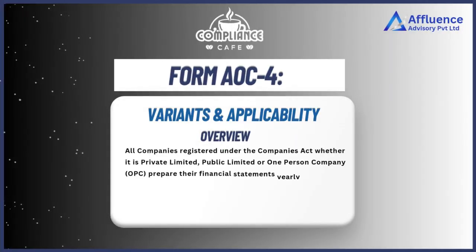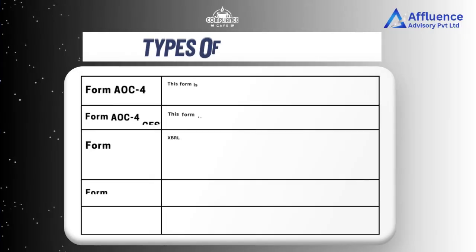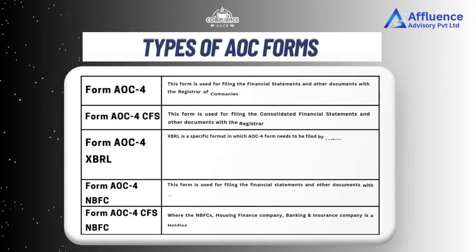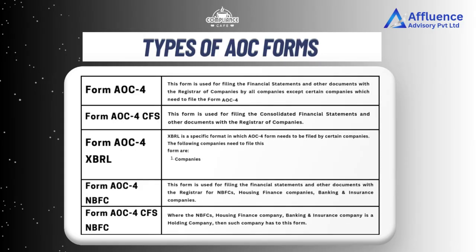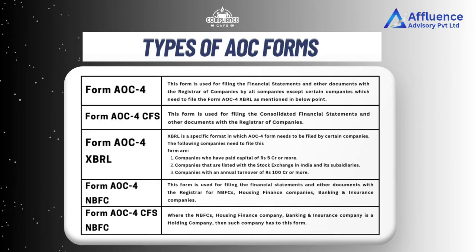Right. Moving on to our next question to Chirag. What are the different variants of AOC-4 and which form applies to whom? Good question, Dhruti. Form AOC-4 has 4 variants. First one is Form AOC-4, standard form for standalone financials, applies to companies registered under the Companies Act. Second one is Form AOC-4 CFS, which is required to be filed by holding companies, of which financials are getting consolidated.